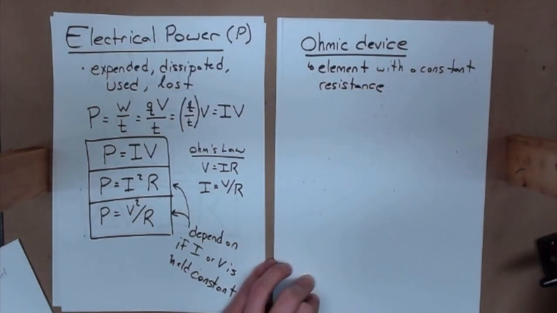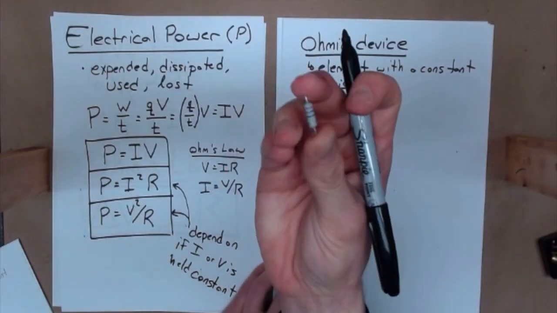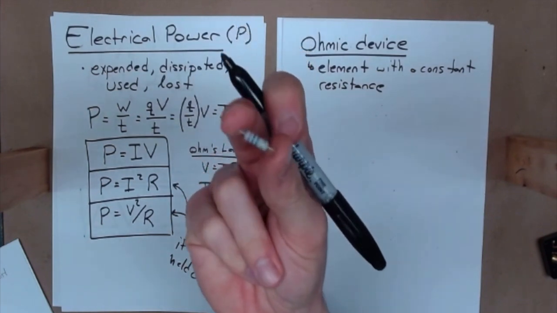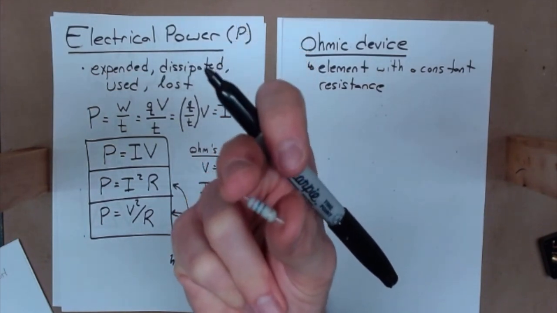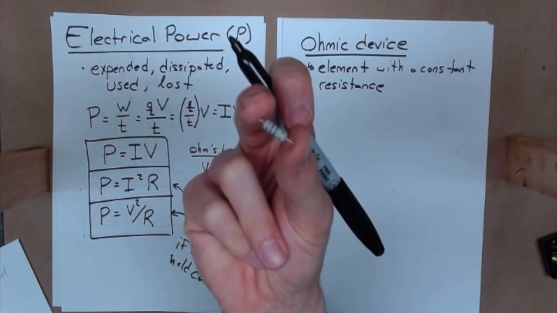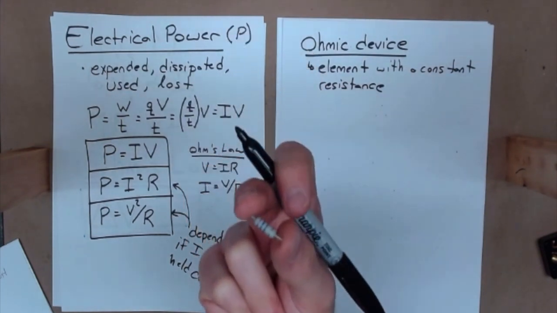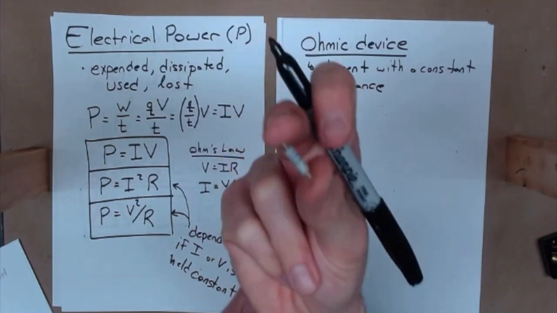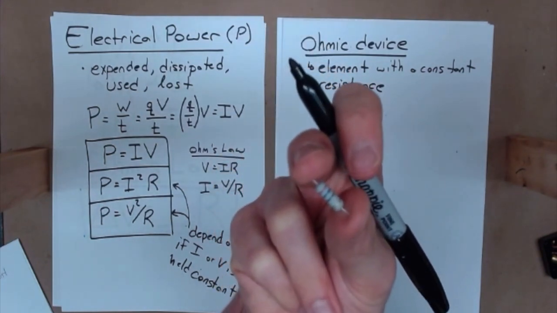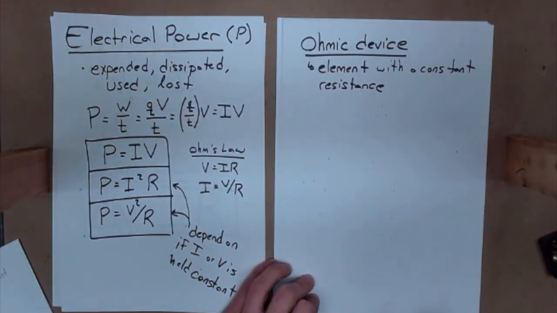Because the ceramic is able to dissipate the heat quickly, it's able to maintain an approximately uniform temperature, not exactly, and therefore it maintains a constant resistance. If I change the temperature, I would in fact change the resistance. So this is designed to be an ohmic device.